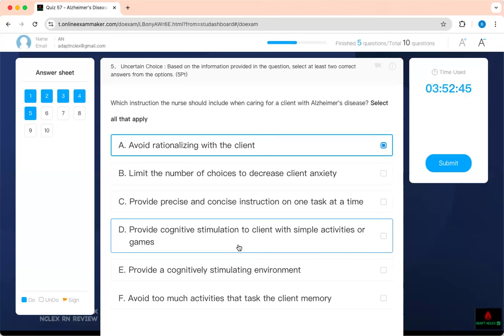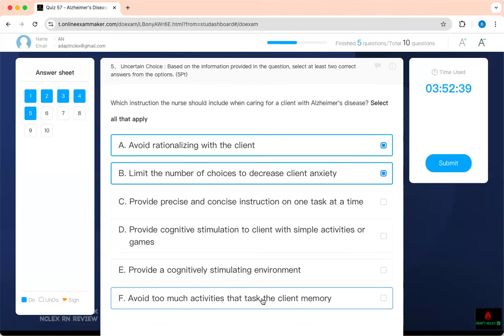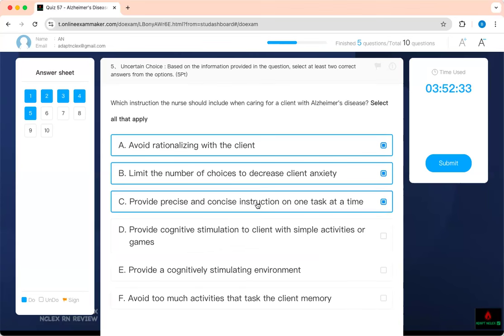Limit the number of choices to decrease client anxiety. That's the question we saw in number 1. Limit choices. Provide precise and concise instruction on one task at a time. One task. Provide cognitive stimulation to clients with simple activities and games, right? Cognitive stimulation. Stimulate them a little bit, but not too much.